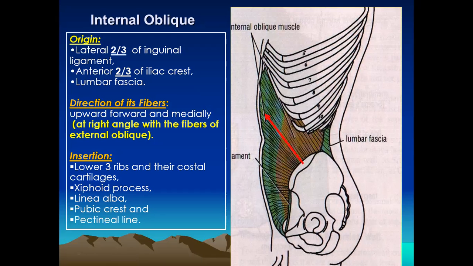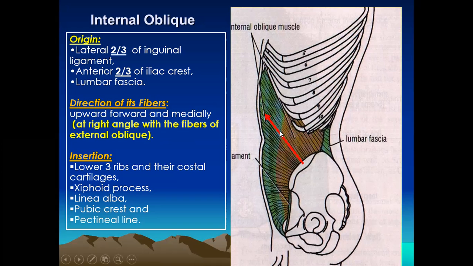Then the direction of the fibers. The direction of the fibers is upwards, forwards, and medially. So it is running upwards, forwards, and medially, at right angles to the fibers of the external oblique muscle. It is running upwards, towards the center. The external oblique was taking origin from here and going downwards, but the internal oblique will be in the opposite direction.